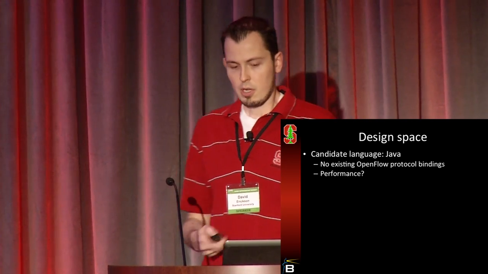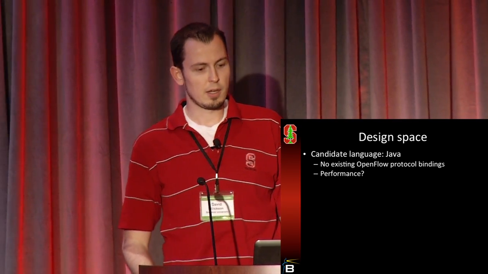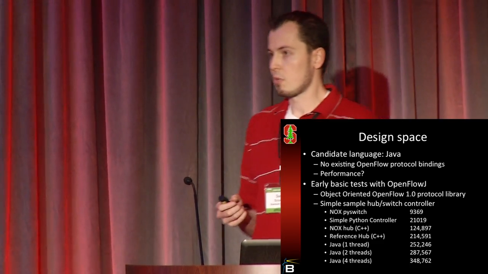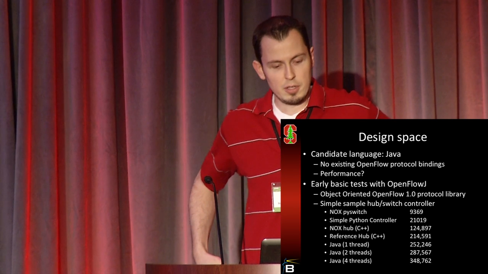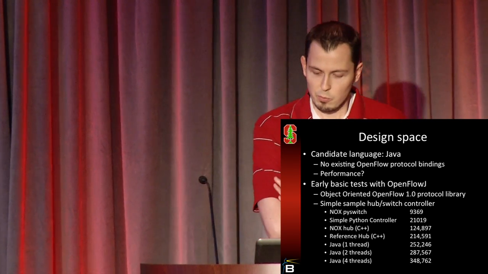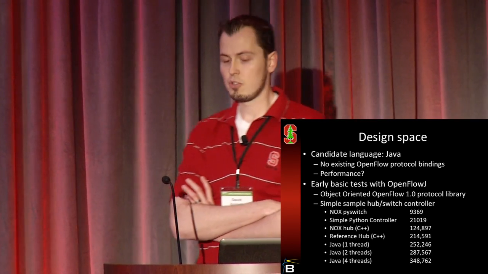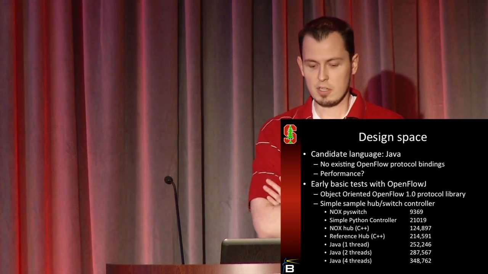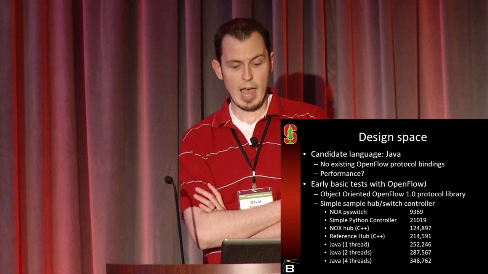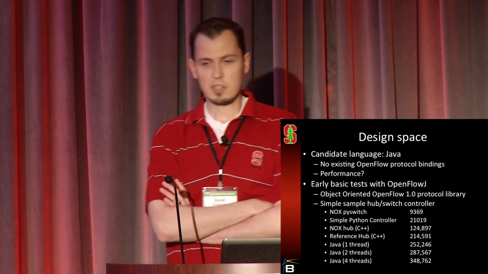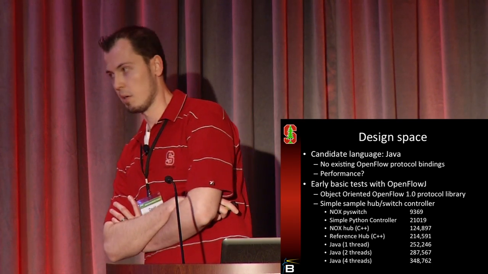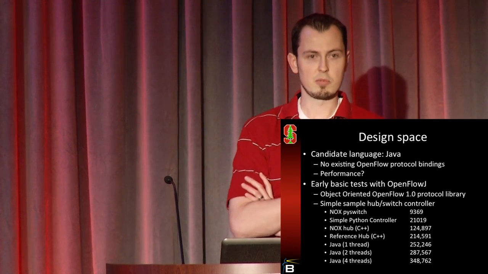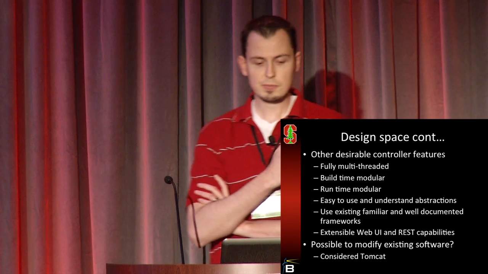So Rob Sherwood and I, who will talk shortly, started working on a library called OpenFlowJ, which is an object-oriented bindings library for Java. And we built it initially just to try and find out performance and see what we got. This is a couple years old, but we were very happy with what we saw. Java looked competitive. These numbers were for something doing far less than a full-blown controller would do, but it looked like it was going fast enough that it'd be interesting to continue to build.